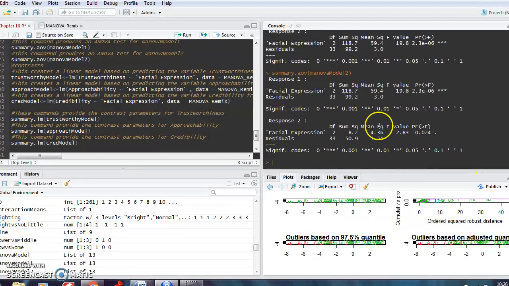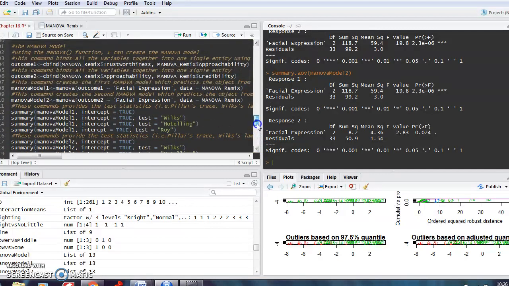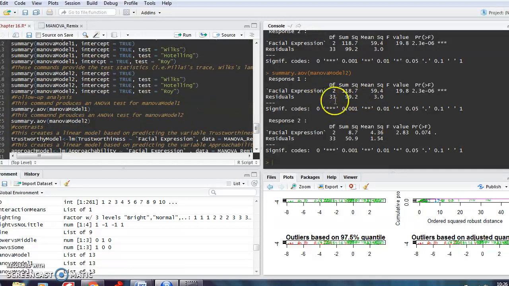So now breaking it down for our MANOVA model number 2, we see that there is a significant difference for response 1, which would be approachability. There is a significant difference in facial expressions for this, but when we look here at response number 2, which is credibility, we're not seeing that significant value. So this suggests that there is no significant difference between facial expressions in regards to credibility.